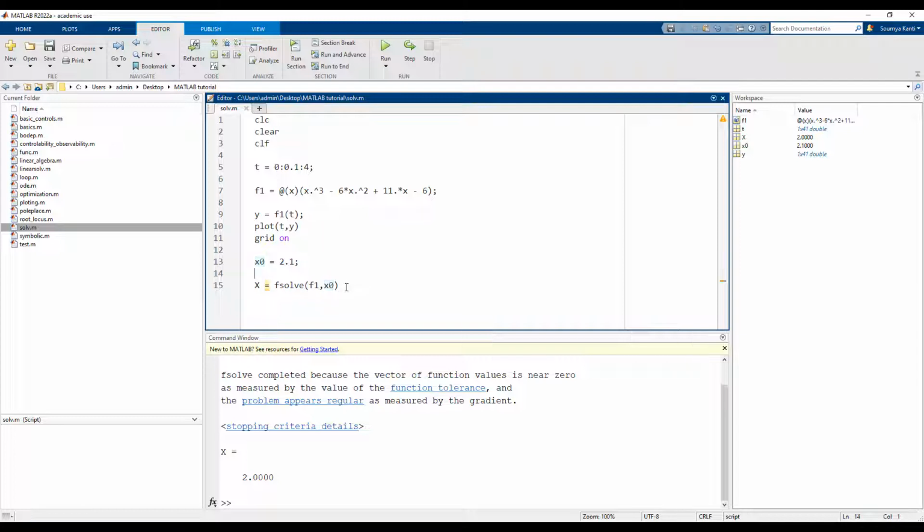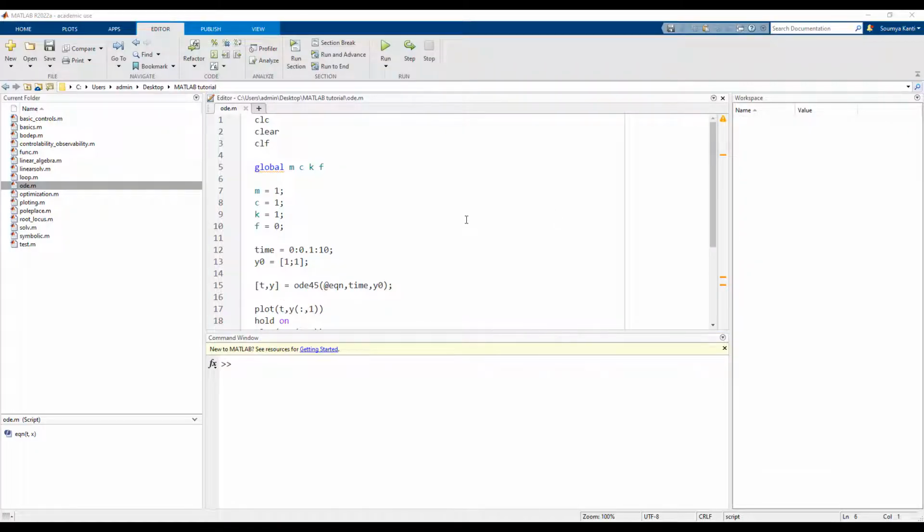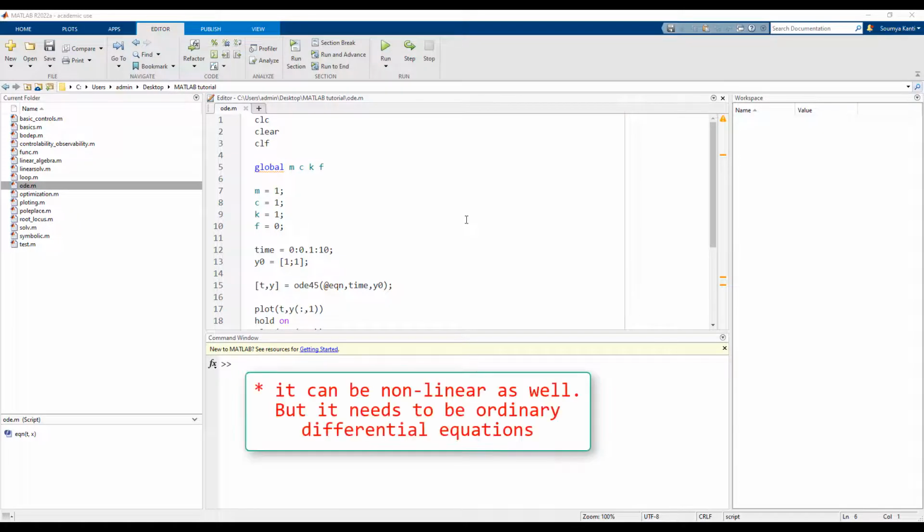So this was how to solve a general function. It need not be a polynomial. It can have tan, log, sine, cosine, exponentials, everything, and it can solve it. Okay. Now we will see how to solve differential equations, linear differential equations, in MATLAB.